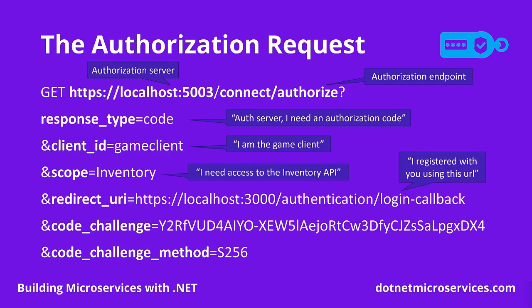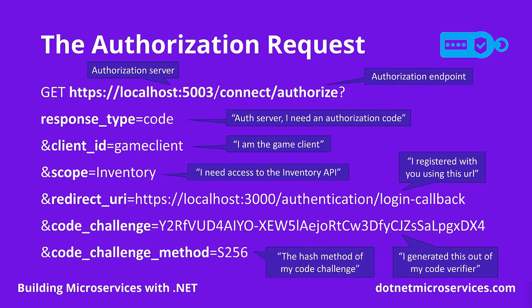Redirect URI is the address where the authorization server will redirect the user after successful authentication. Just like the client ID, this URI should have been provided to the authorization server when the client was registered, which prevents phishing attacks. The code challenge is the encoded value derived from the hashed code verifier that the authorization server will store for future verification. And finally, the code challenge method is the method used to hash the code verifier to turn it into the code challenge.